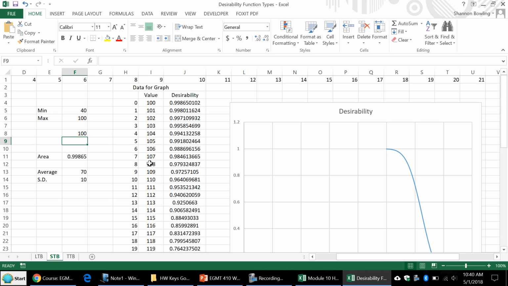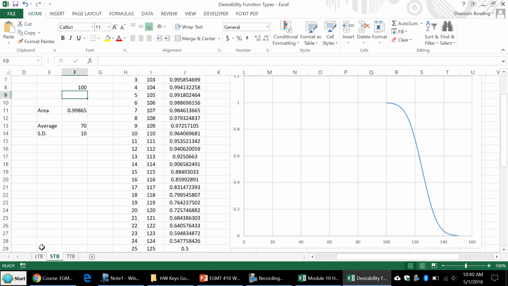It's not perfect. It's off by 0.0013. Put in a correction factor if it really bothers you that much. So in theory, the highest desirability you're going to be able to get is 99.865, which is nearly indistinguishable from 1. Okay? That makes sense?